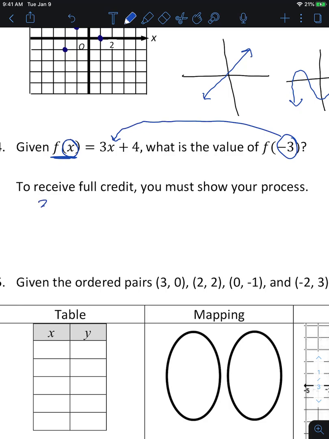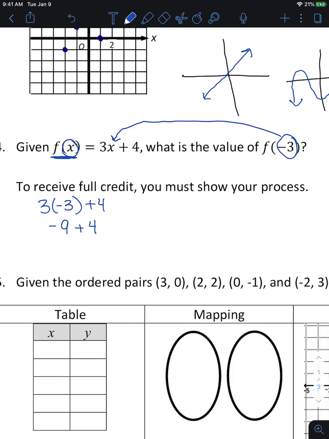So I have 3 times negative 3 plus 4. So 3 times negative 3 is negative 9 plus 4. Remember, we're doing order of operations, PEMDAS. So parentheses, multiplication. Okay, now we add negative 9 plus 4. If you're not sure, use a calculator.